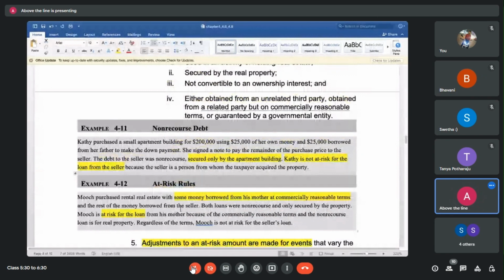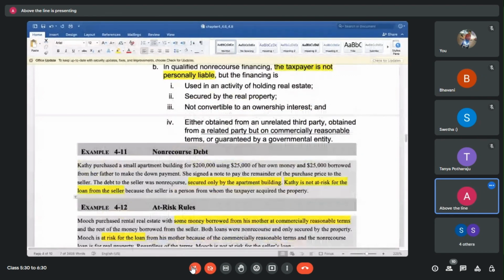Bhavani, go ahead. Katie purchased a small apartment building for $200,000 using $25,000 of her own money and $25,000 borrowed from her father to make the down payment. She signed a note to pay the remainder of the purchase price to the seller. The debt to the seller was... One minute. She signed a note to pay the remainder.